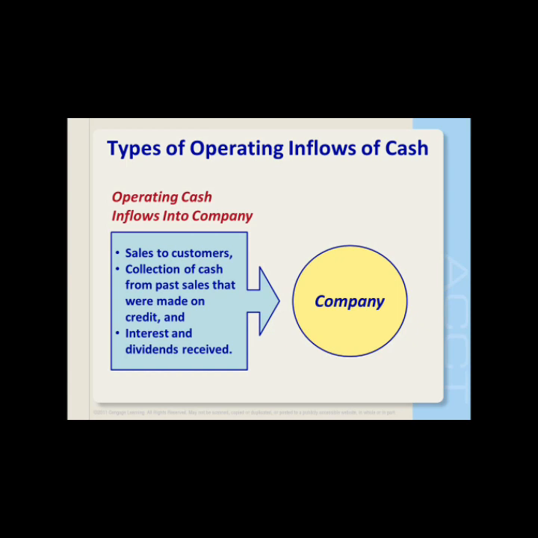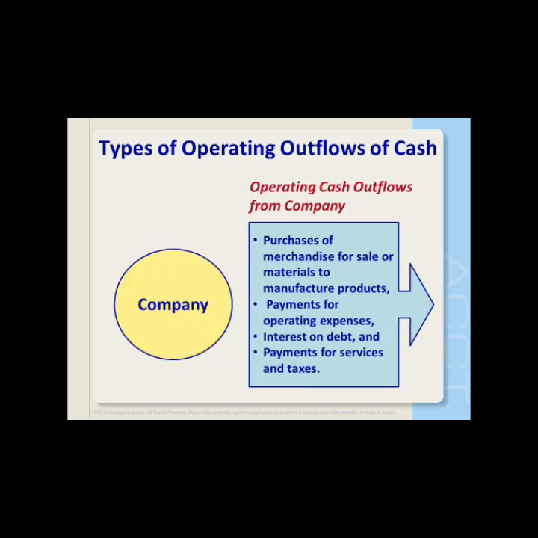Types of operating inflows of cash are sales to customer, collection of cash from past sales that were made on credit, interest and dividends received. And types of operating outflows of cash are purchase of merchandise for sale or material to manufacture products, payment for operating expenses, interest on debt, and payment for services and taxes.